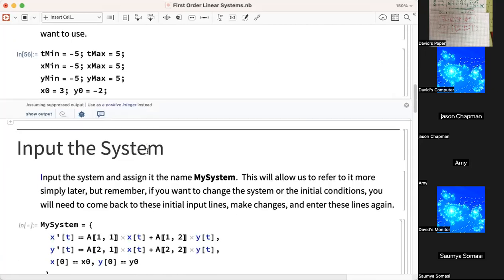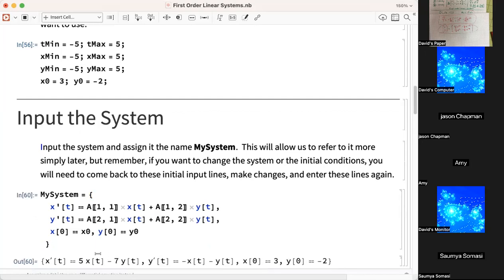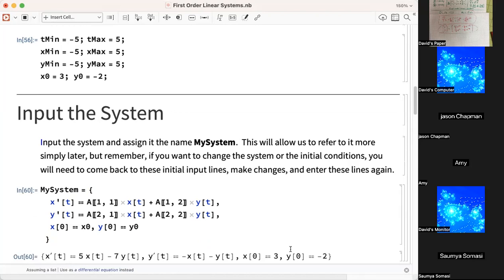Next, I have the matrix ready to input into Mathematica. So here I'm just telling Mathematica, this is my linear system. It's, you know, this x prime, y prime equals A times x, y. I just wrote out the coefficients of the matrix. A11 is the upper left coefficient. A12 is the upper right coefficient. I just wrote out the matrix explicitly for Mathematica with the initial conditions. When I give it this name, my system, what Mathematica does is it writes the system down. It's saying to me, is this the system you want me to solve? I say, yes, that is the system I just told you. And that's written out fully. x prime is 5x minus 7y.